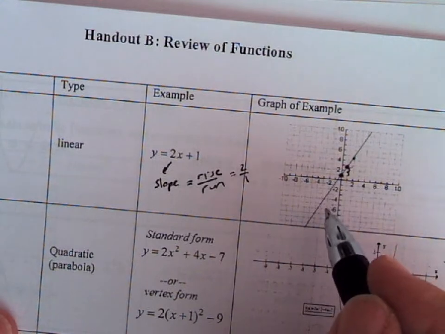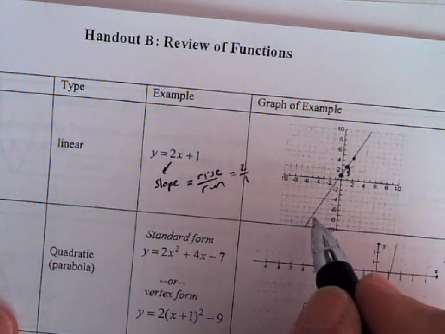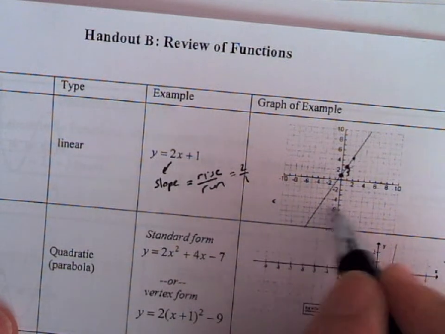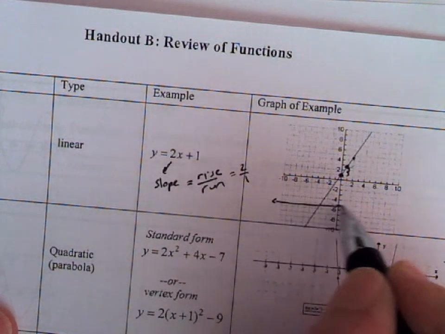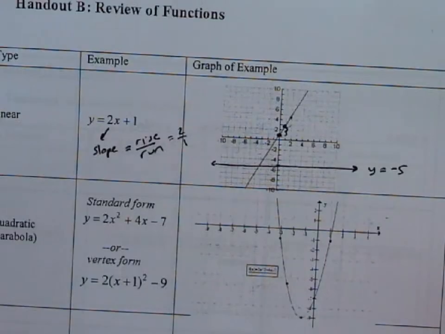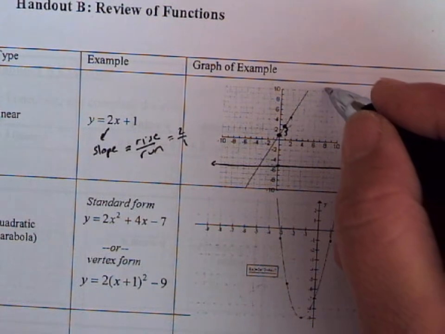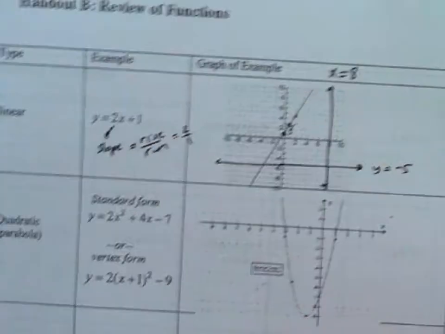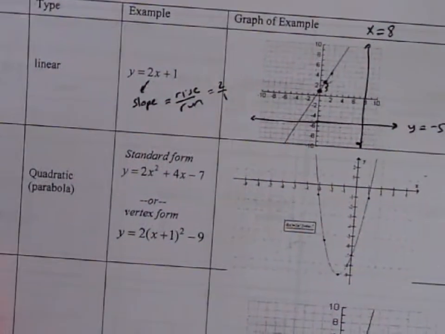Also, let's remember vertical and horizontal lines, right? Let's say you have y equals -5. So you find -5, that's a horizontal line. How about vertical lines? They have equations like x equals 3 or x equals -10. So x equals 8 is going to look like this. So those are vertical and horizontal lines.